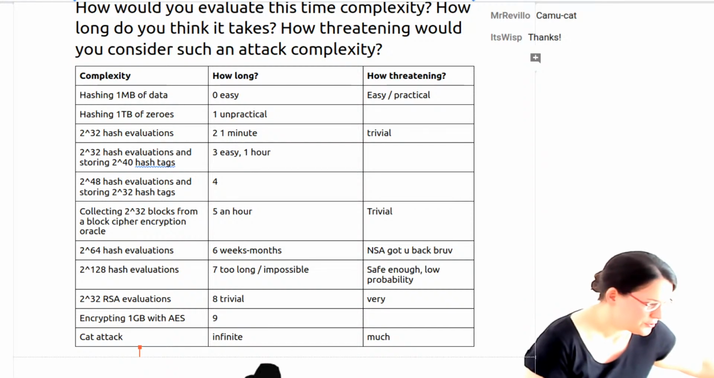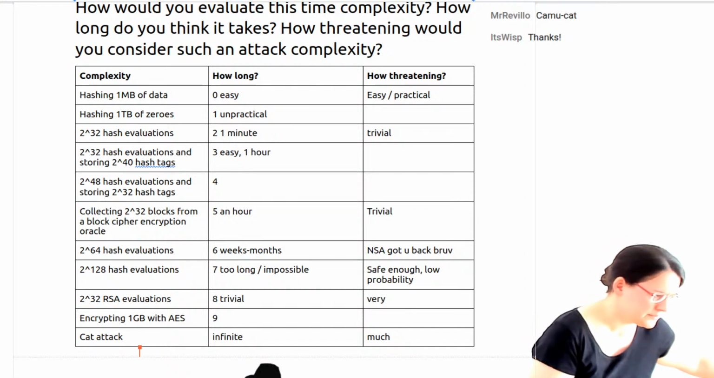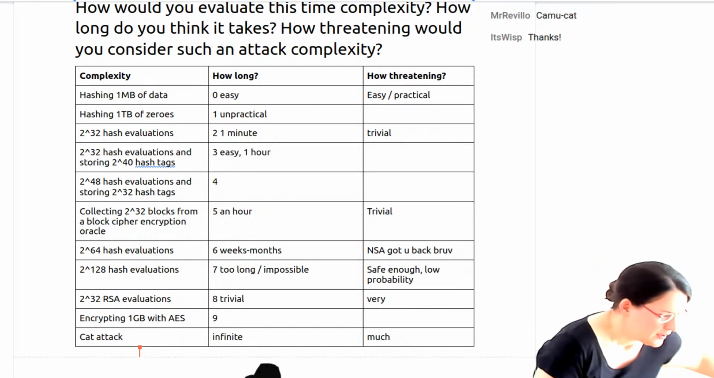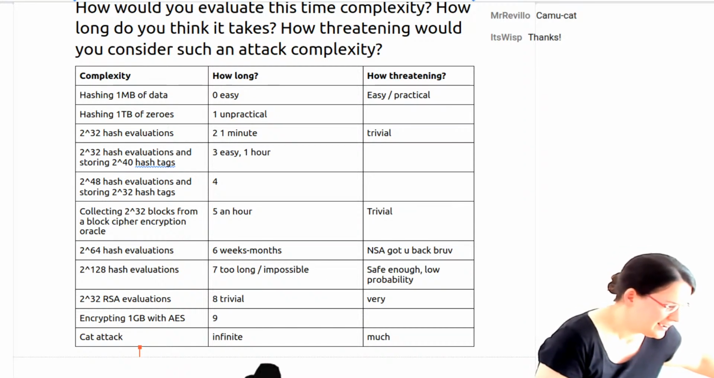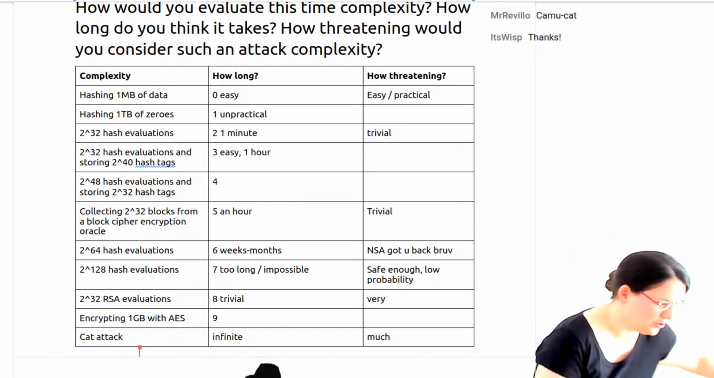2 to the 32 hash evaluations. People here say 1 minute. That is true, but that's a relatively slow hash function then. 2 to the 32 hash evaluations and storing this many tags. Well, the evaluations are easy, but storing this many tags is definitely not. So this is many hundreds of gigabytes.